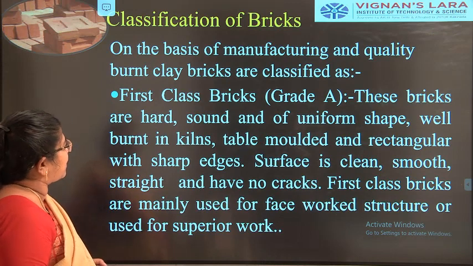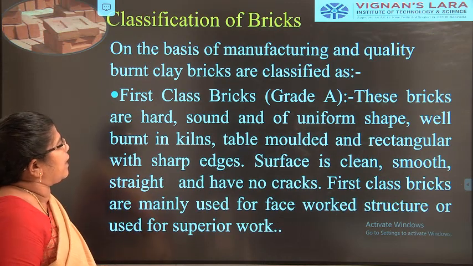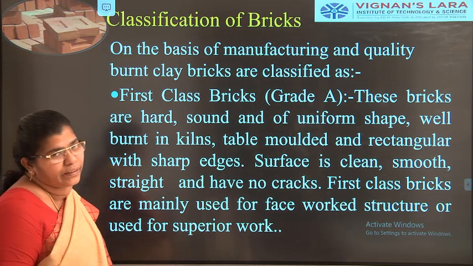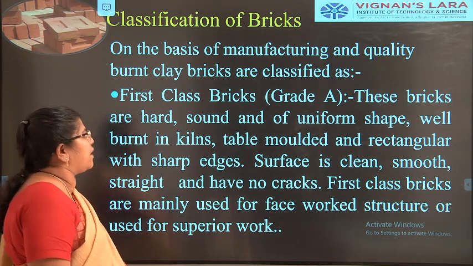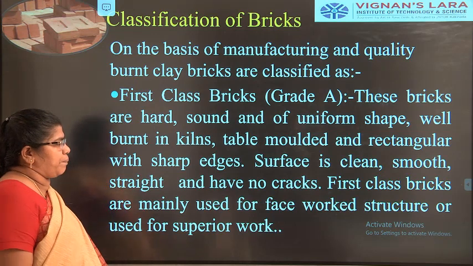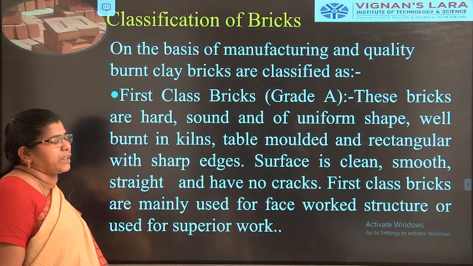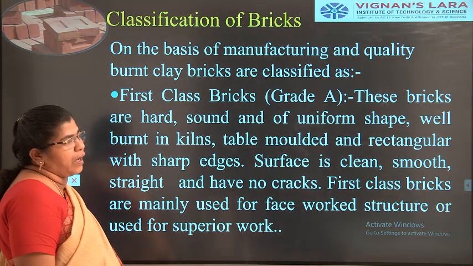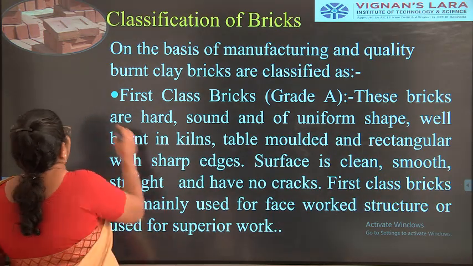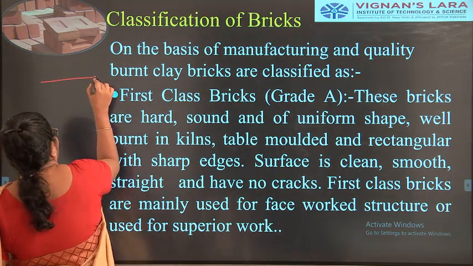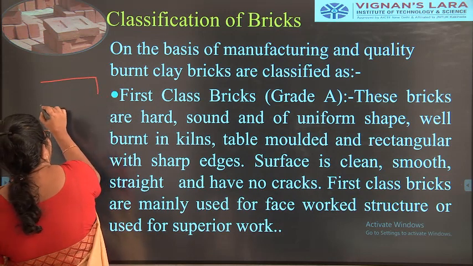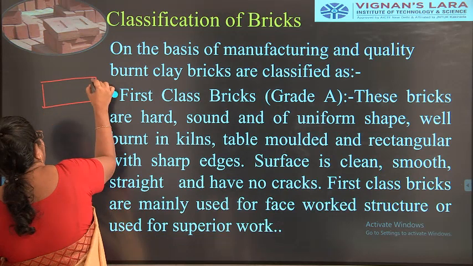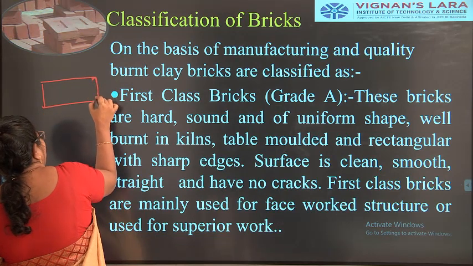And the next one is the classification based on manufacturing quality, the strength of the bricks. It is termed number one, the first class bricks. The first class bricks will have a uniform shape, and the corners will have very good edges. The edges will be very sharp like this.